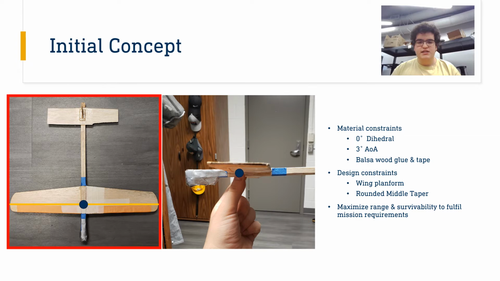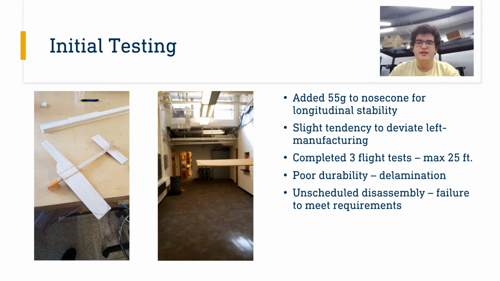Our design fits in a 16 by 16 inch bounding box, as shown by the image, and its center of gravity ended up falling on the quarter chord of the wing when balancing weight was added. During initial testing, we determined that adding 55 grams to the nose cone of the glider was ideal to ensure longitudinal stability and allowed for a level flight.